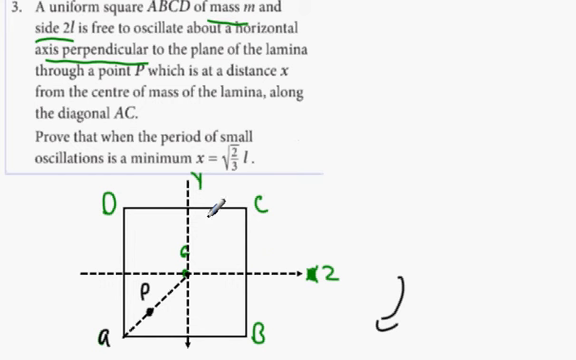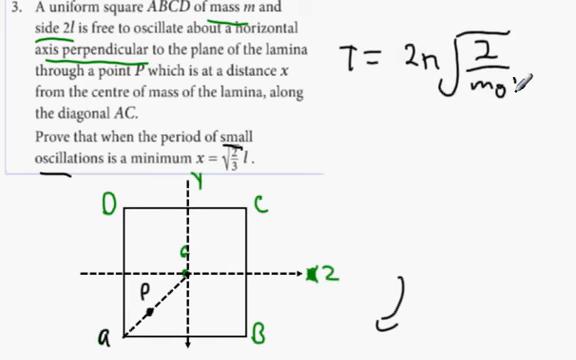Okay, so prove that when the period of small oscillations is a minimum. Small oscillations means our formula for, what's that, the 2 pi I over mgh is in play, which is brilliant because that's what we need. So let's go about doing this.